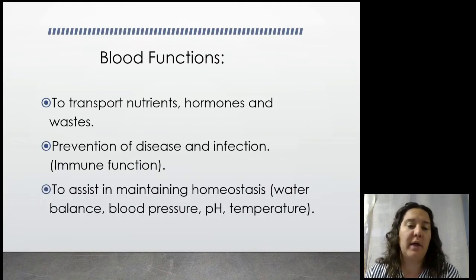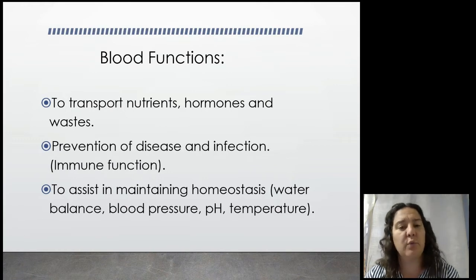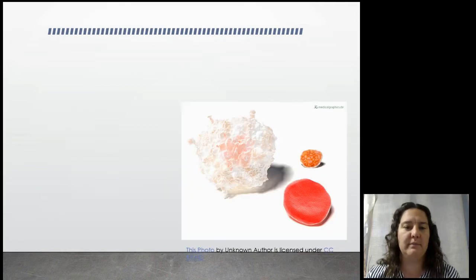Some functions of the blood include transporting wastes, nutrients, and hormones. So some of these are going to go towards the body cells and some away from the body cells. The blood is also responsible for preventing disease and infection, which is through the immune function, and also to assist in maintaining homeostasis, so our water balance, blood pressure, pH, and temperature.